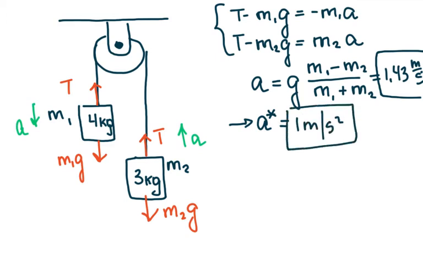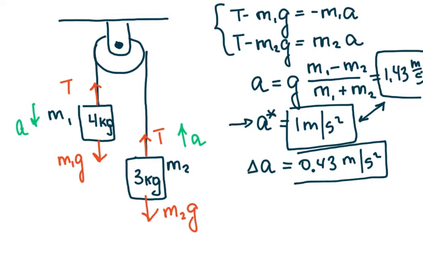So the calculations did not match what actually was. Because they don't match, you know that there is a difference of the acceleration, and that is equal to 0.43 meters per second squared. Then the question is, what is causing this acceleration change? And the acceleration change is caused by the friction. So how much is the force of friction?